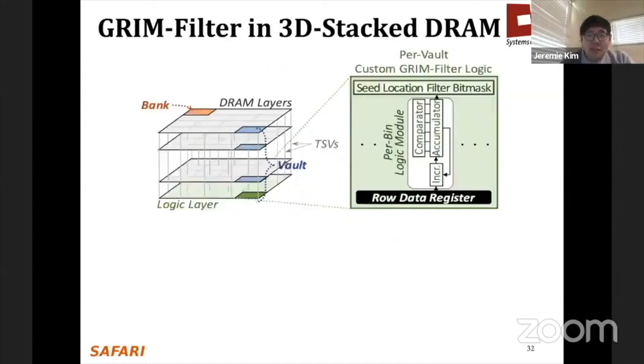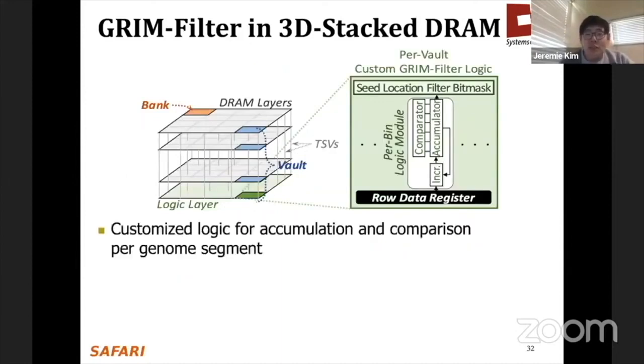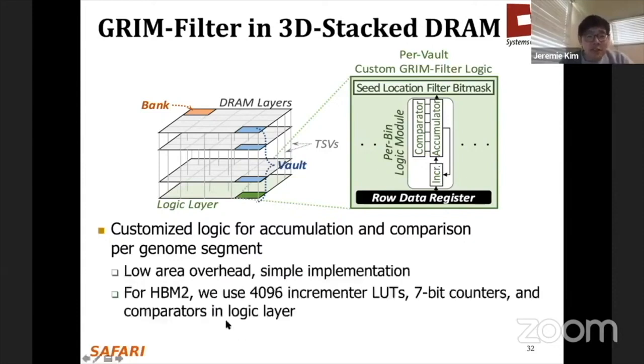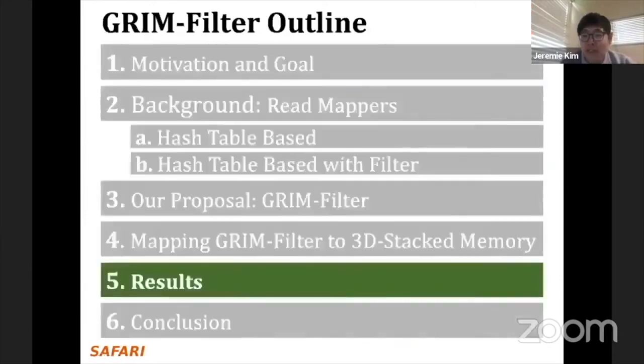So now let's look at the implementation of the logic in the logic layer. GRIMFilter only requires a very simple design for enabling bit vector sum and threshold compare across many bins simultaneously: one comparator, one incrementer, one accumulator, and a buffer for each of the bins that we are checking in parallel. This results in very low overhead and ease of implementation. For example, in HBM2, we use 4,000 incrementer LUTs, 7-bit counters and comparators in the logic layer, which is very simple to implement. And of course, there are details in the paper. So now let's get into the results.